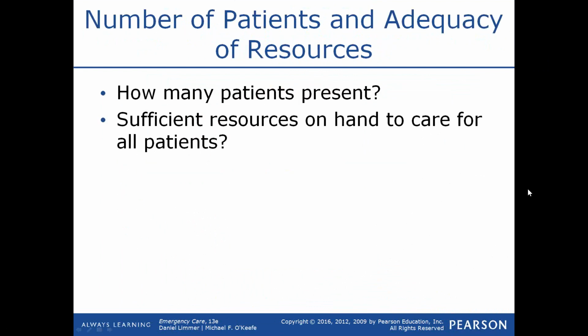So how many patients do you have? Do you have multiple patients with the same symptoms, which would indicate some sort of toxic exposure? Do you have enough resources to manage the number of patients that you have? Technically, from one person's point of view, it requires one EMT and one ambulance for every critically injured patient.